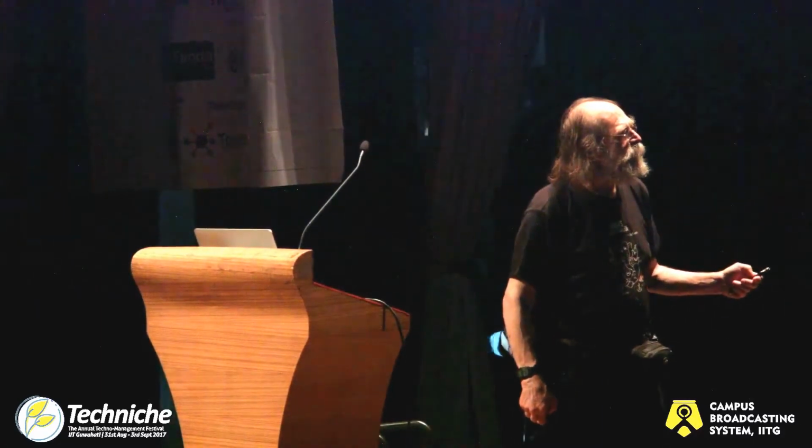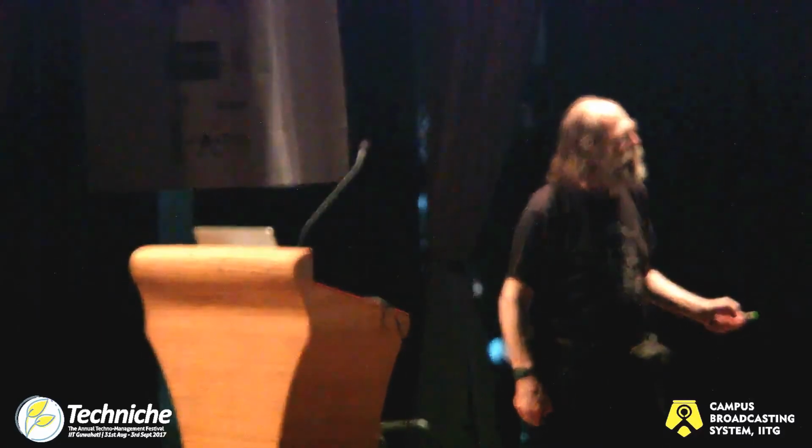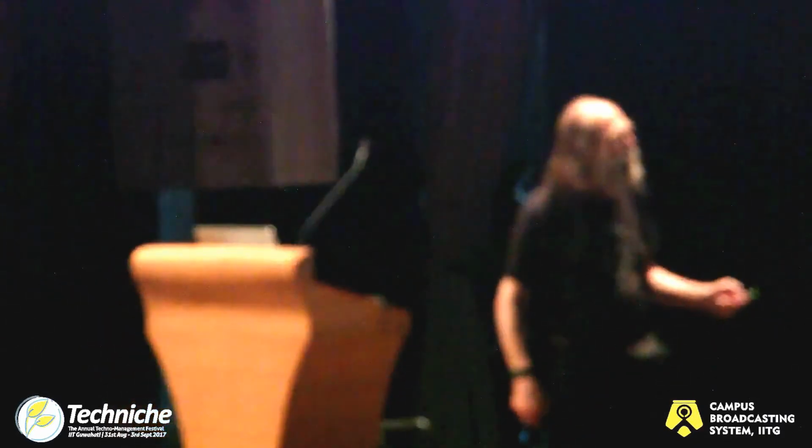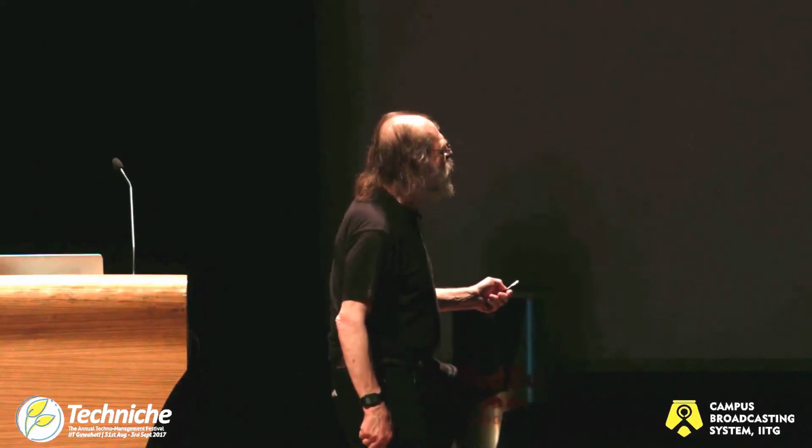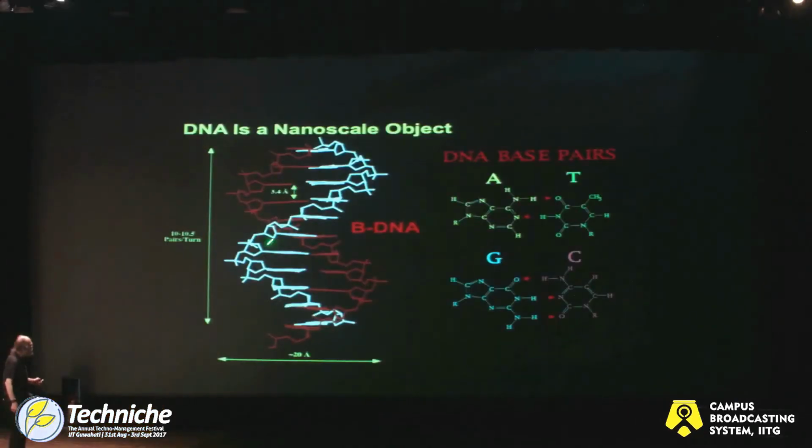So the form of DNA that we're looking at here, where the base pairs are perpendicular to the helix axis, we call B-DNA. And we should remember that DNA is a nanoscale object. Its helical repeat is about 3.5 nanometers, and its width is about 2 nanometers. And there are about 10 or 10.5 units per helical repeat.